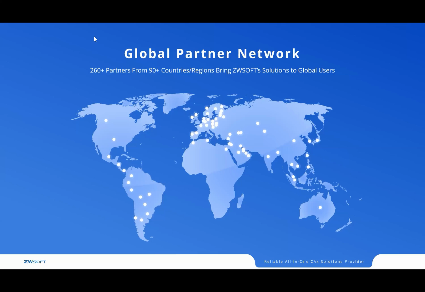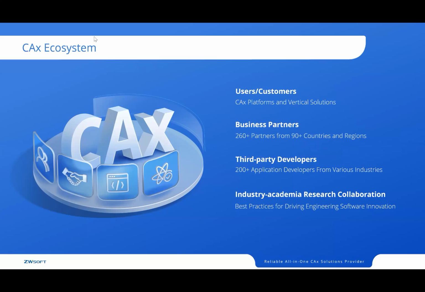We now have over 260 partners from over 90 countries and regions to bring our products to all the global users. We would like to invite you all to spread the network together with us. We aim to build up a CAD ecosystem for all the customers, users, partners, third-party developers, and industry academia research collaborations. We provide reliable products to all the users, and partners spread the network with us. Third-party developers from various industries assist us to optimize our software functions. We also collaborate with industry academic research to promote engineering software innovation. This strong ecosystem unites everyone together to make our industry grow faster and stronger.